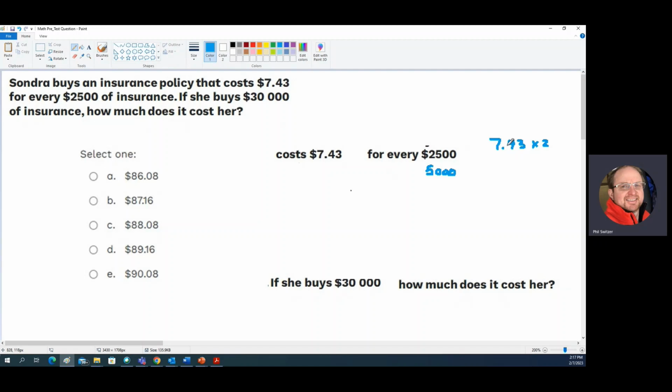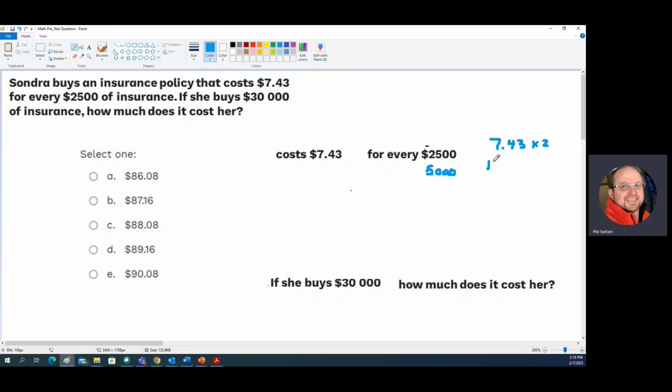Okay, so you've written that exact question in your math notebook. And this is the first step, is just to look at the numbers. We've got two numbers right here, and we're trying to understand, well, what does this mean? For every $2,500 of insurance, it costs $7.43. I'd like to know what $5,000 of insurance would cost. I've got my calculator here. So I'm going to go 7.43 times 2, because that's two 2,500s in 5,000. Okay, so that will be $14.